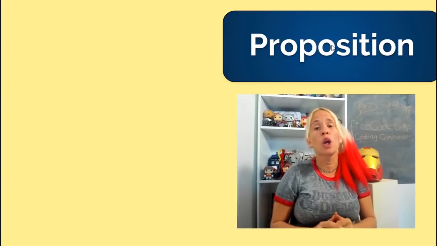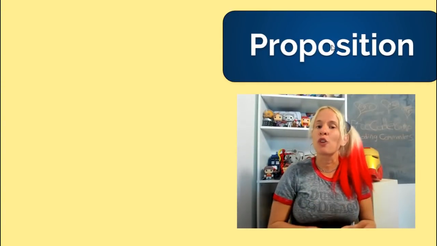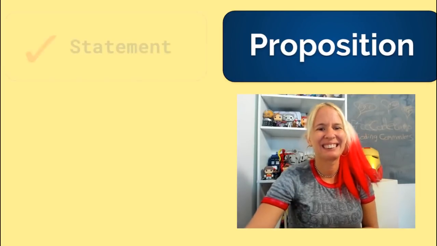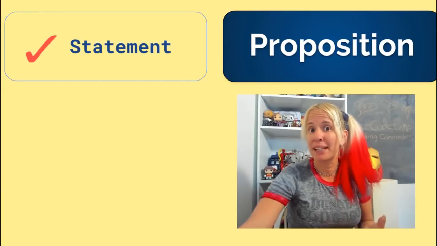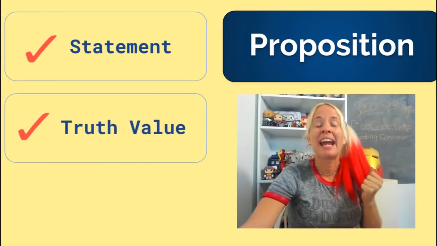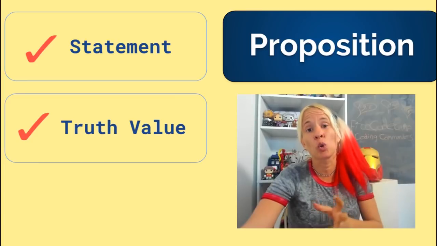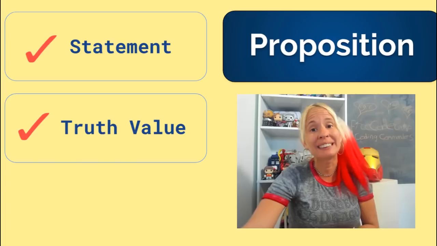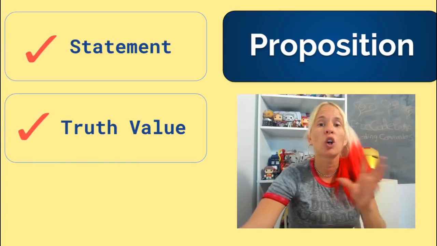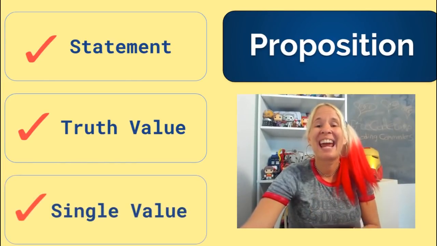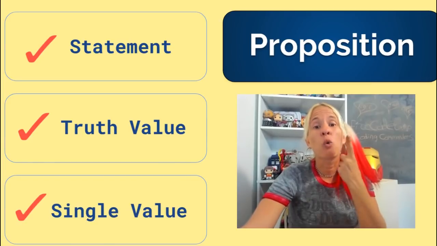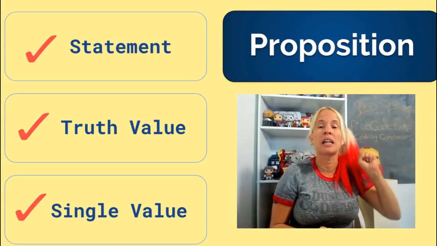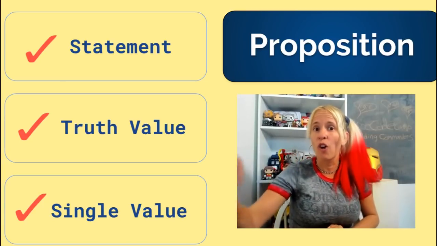Remember, logic is all about defined rules. So first things first, let's properly define a proposition. A proposition is a statement. It has a truth value. That means it's either true or false. It's not equal to jelly beans. It's not equal to 564. It's going to be true or false. And a proposition can only have one single truth value. So it can't be true or false. It has to be either true or false.